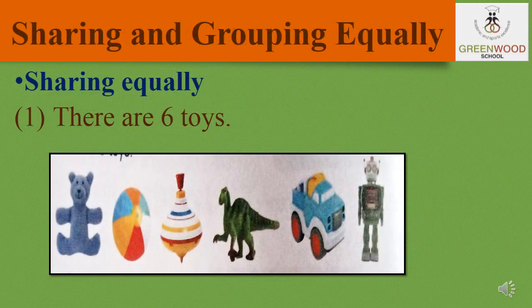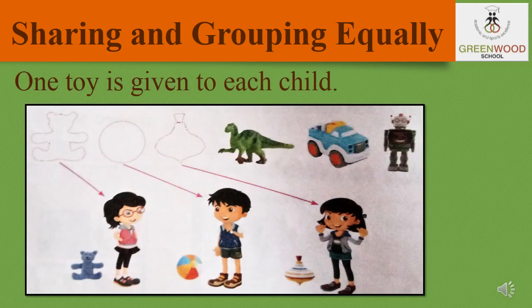Another topic is sharing and grouping equally, among which first we will see the topic of sharing equally with some examples. The first example is, look at the toys. There are 6 toys: teddy bear, ball, spinner, a dinosaur, car and a robo. Now we have to divide this in equal parts. Let's see. As you can see in the picture, there are 3 kids. Now these 6 toys we need to share among these 3 kids.